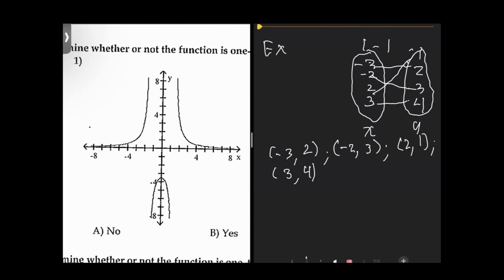Therefore, it has an inverse. So what does it mean to be the inverse? Instead of having x, comma y, the x becomes the y, and the y becomes the x. So instead of -3, comma 2, the inverse would be 2, comma -3. You have 3, comma -2.